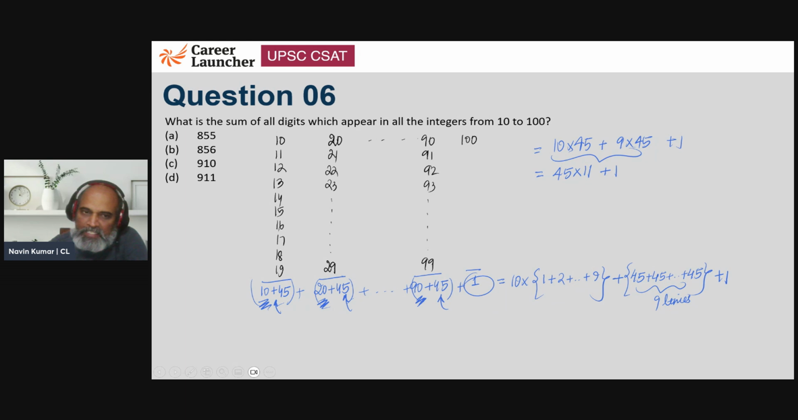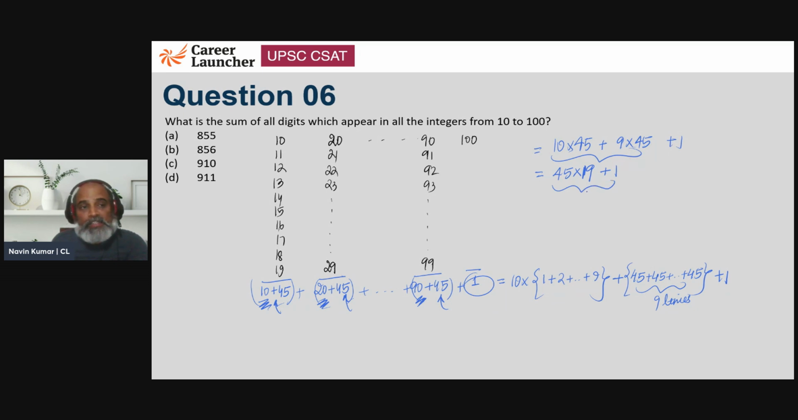Am I missing something? 2 is written 10 times, 9 is written. So if I take out 10, we are adding 1 to 9, and the sum of numbers from 1 to 9 is 45, right? 45 is added 9 times, so that's 45 into 9. Oh, sorry. It should be 19 now. Why am I so wrong? Itna kam kaise aa raha hai? 45 into 19 plus 1.